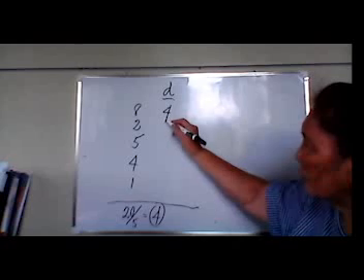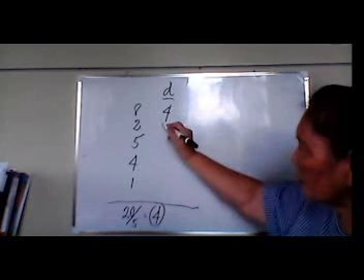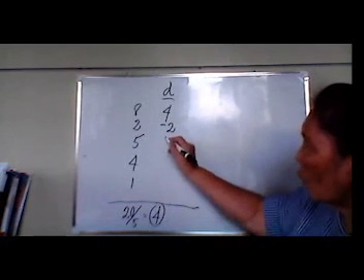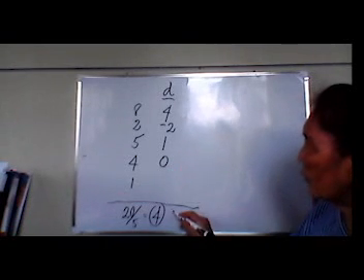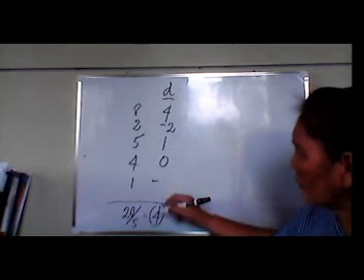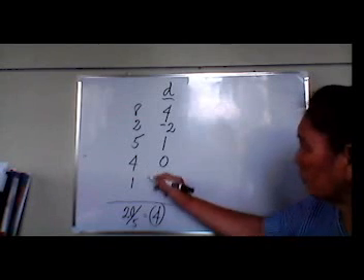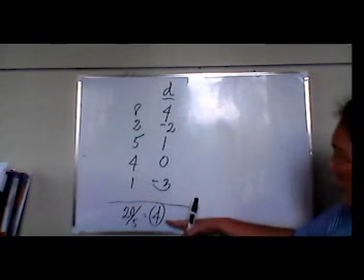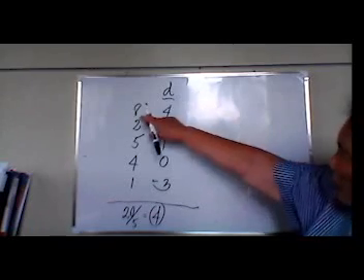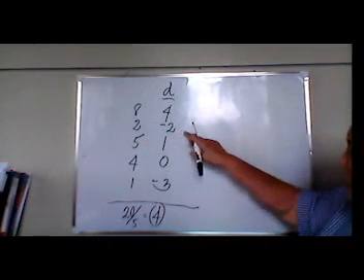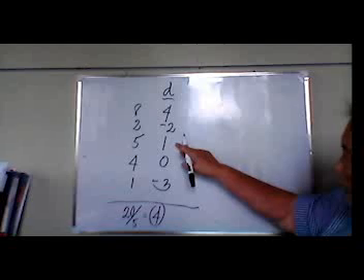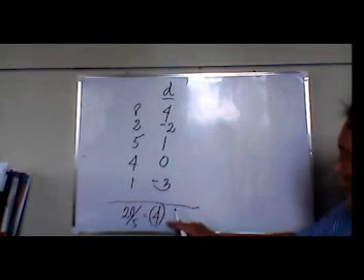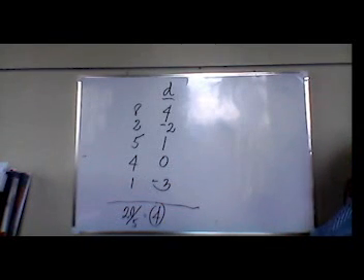Let's get the deviation of each of these scores from the mean. Okay, are you following? Deviation from the mean, 4. Deviation from the mean, negative 2. Deviation from the mean, 1. Deviation from the mean, 0. Deviation from the mean, negative 3.